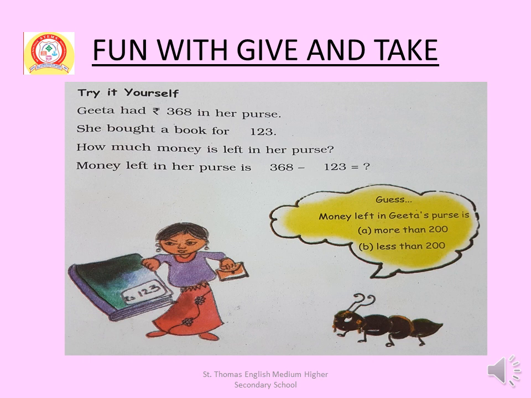Geeta had rupees 368 in her purse. She bought a book for 123. How much money is left in her purse? Money left in her purse is 368 minus 123. So, you guess: is the money left in Geeta's purse more than 200 or less than 200? We will solve this sum in the next slide.